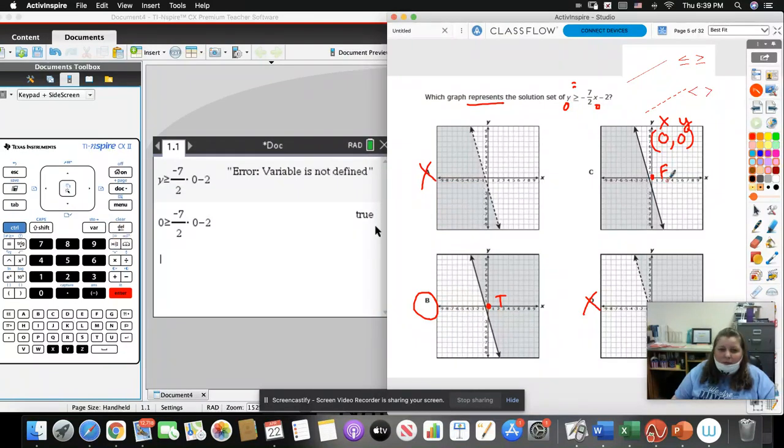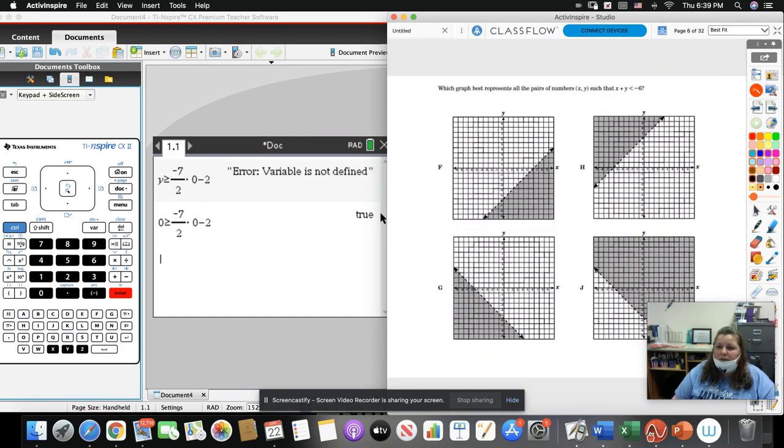This one's out, that would give me false. So it's either going to say true or false here. So let's do the next one. On the next one, there is a less than sign, but no equal to, so that means my line has to be dashed. In this case, they're all dashed.